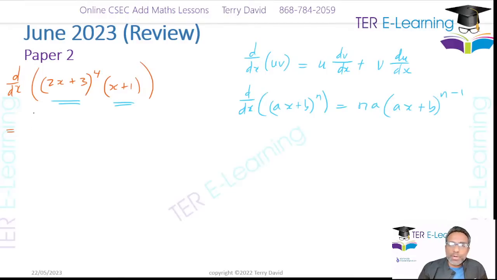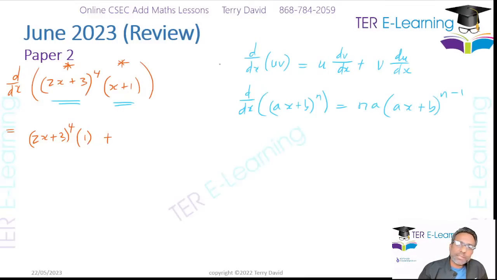So what I'm going to do, I'm going to apply the product rule. So this is your first function of x. This is your second function of x. So you're going to say the first term, 2x plus 3 to the power 4, and you're going to multiply by the differential of the second term, which in this case, when I differentiate x plus 1, I'll get 1. Plus, the second term, which in this case is x plus 1, multiplied by the differential of the first term, this term here.